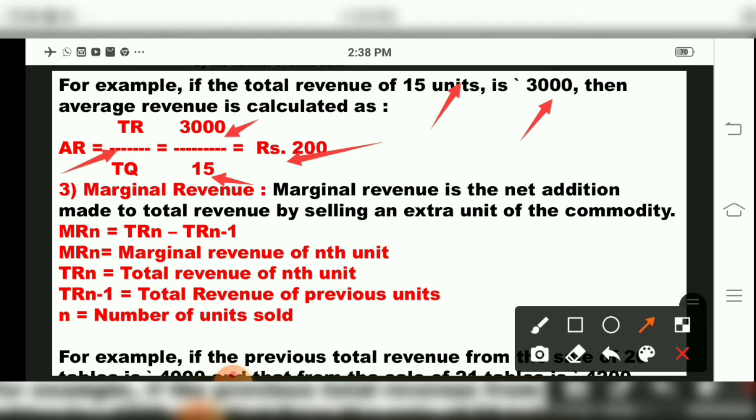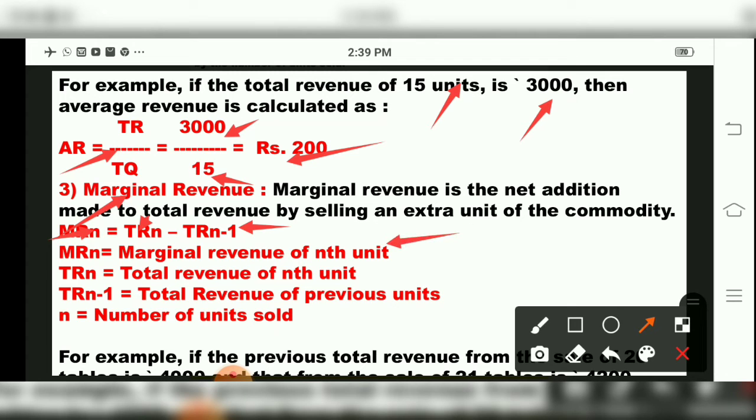Now come to the third point, children, that is marginal revenue. Marginal revenue is the net addition made to total revenue by selling an extra unit of the commodity. So here also we sell an extra unit of the commodity. The formula is MRn is equal to TRn minus TRn-1. So MRn is equal to what?